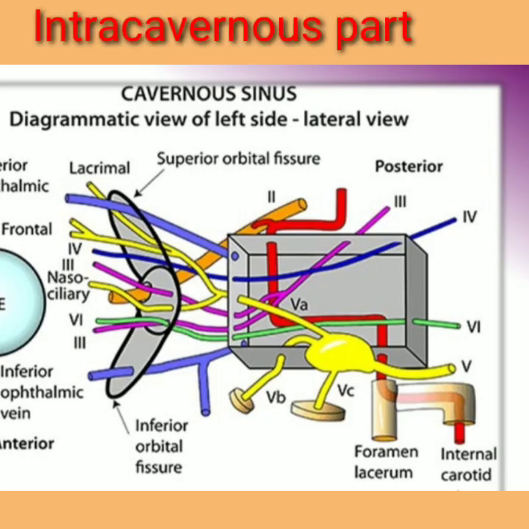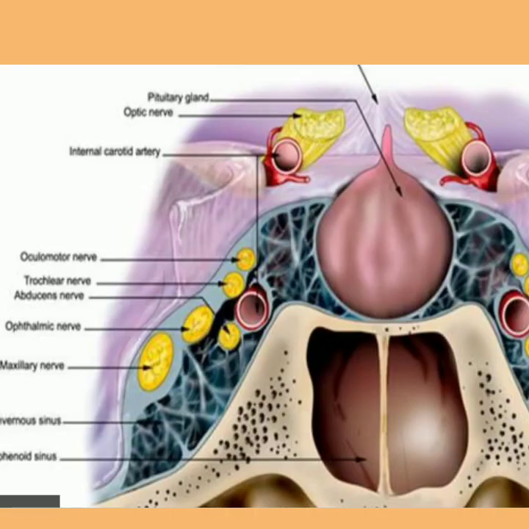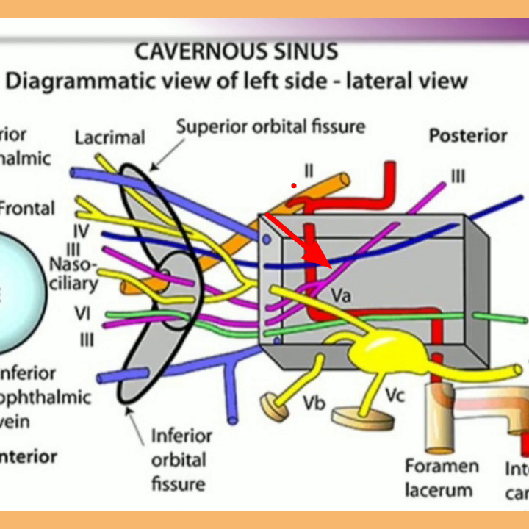The next part is the intracavernous part of the trochlear nerve. The nerve enters the cavernous sinus by piercing the posterior corner of its roof. Next, it runs forwards in the lateral wall of the cavernous sinus between the oculomotor and ophthalmic nerves. In the anterior part of the sinus, it crosses over the oculomotor nerve and becomes lateral to it.